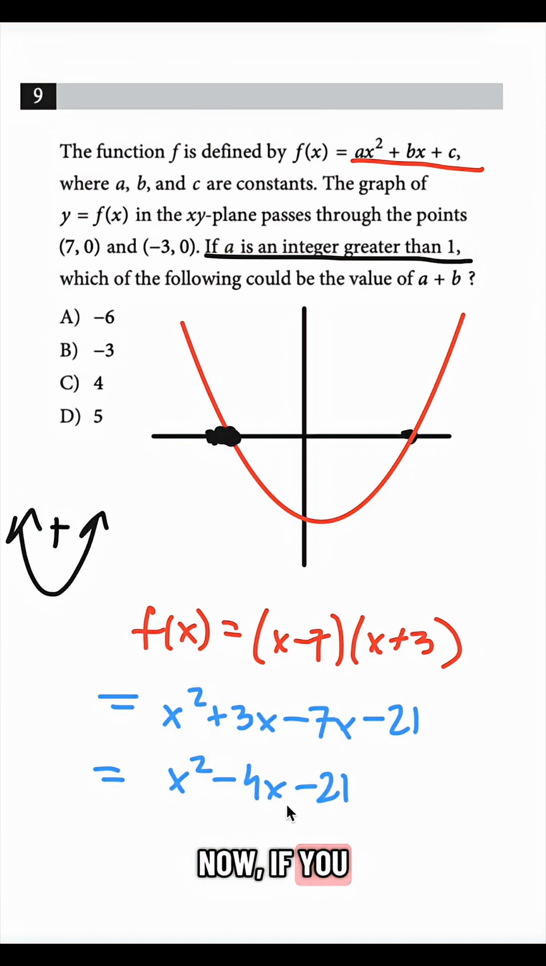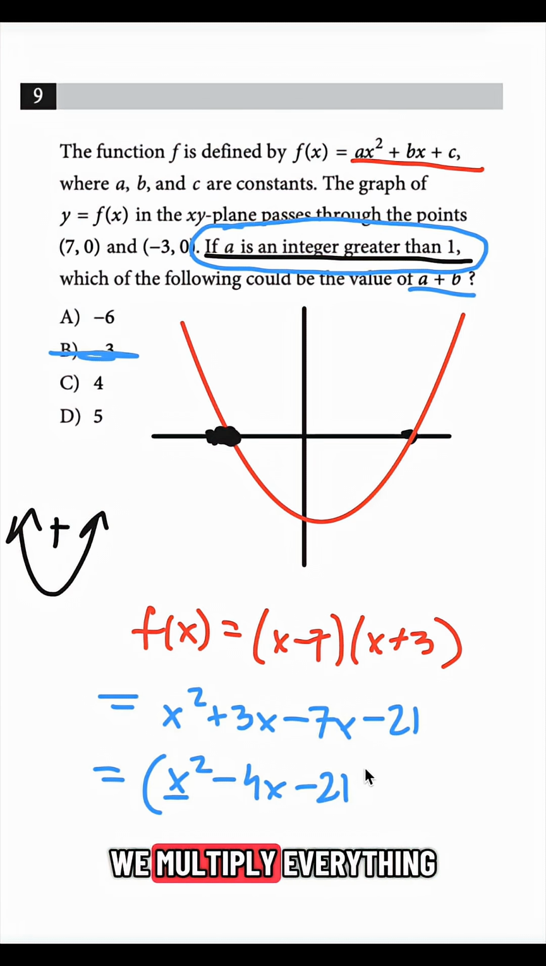Now, if you were going really fast, you'd think, okay, we're looking for a plus b, so 1 minus 4 is negative 3, call it a day. But a is an integer greater than 1. Right now, a is 1. So this cannot be right.